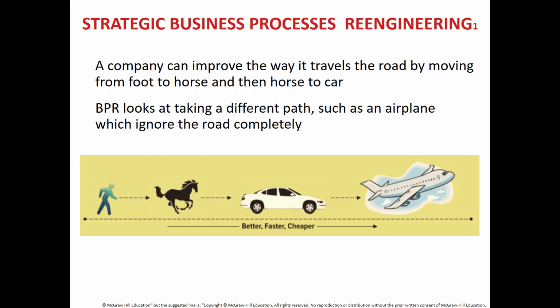So in conclusion, what the image shows is different ways of traveling the same path. And that same path, in terms of a person walking, taking a horse, or taking a car, could be labeled as business process improvement. But business process reengineering looks at taking a completely different road path. For example, an aeroplane takes a completely different route, the destination is the same, and it's cheaper, faster, and better.